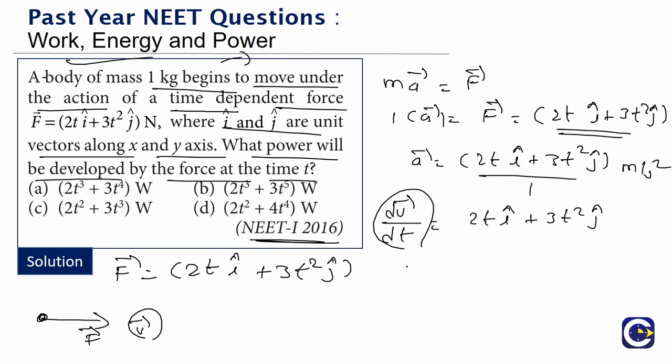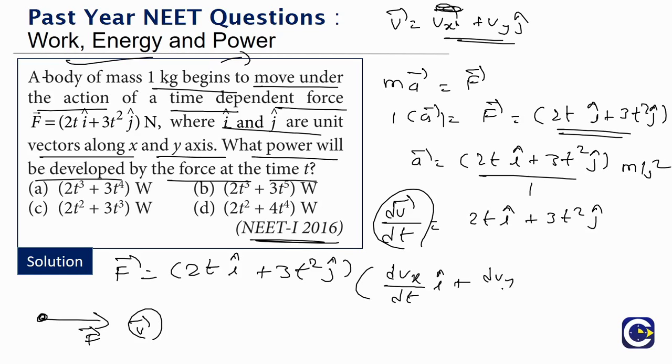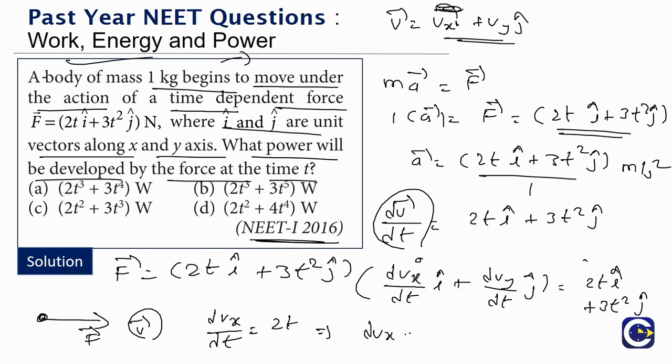Now velocity will have the corresponding components. Vx into i plus Vy into j. So derivative of velocity function means what? dvx by dt into i cap plus dvy by dt into j cap. So that is equal to what? 2t i plus 3t square j. Now what we need to do is we will have to equate the i components. That will give us dvx by dt is equal to 2t. dvx is equal to what?